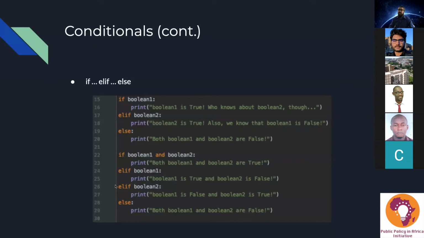Same logic goes down here for elif Boolean2. So at this point, we know Boolean1 is false because this didn't evaluate to true up here, but Boolean2 is true because this line of code is outputting. Else, and this is in the case that none of these up here evaluated to true at any point, then we would just print "both Boolean1 and Boolean2 are false" because that's the only way we end up in this else block down here.